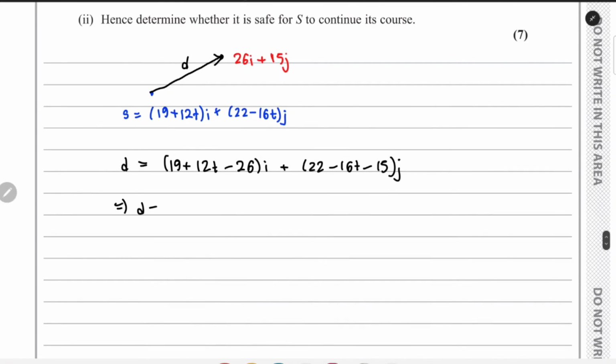So d will be (12t minus 7)i plus (7 minus 16t)j.